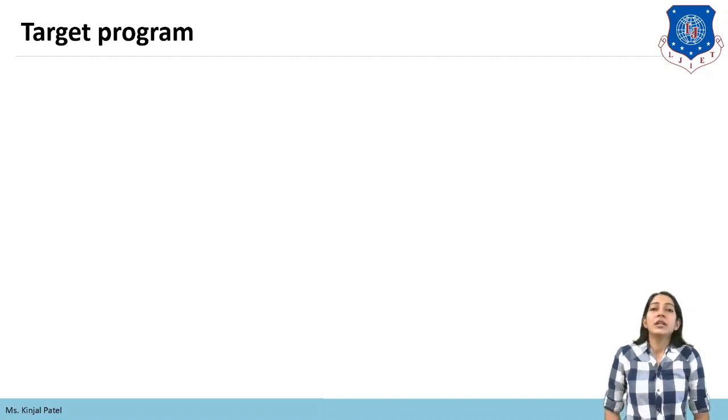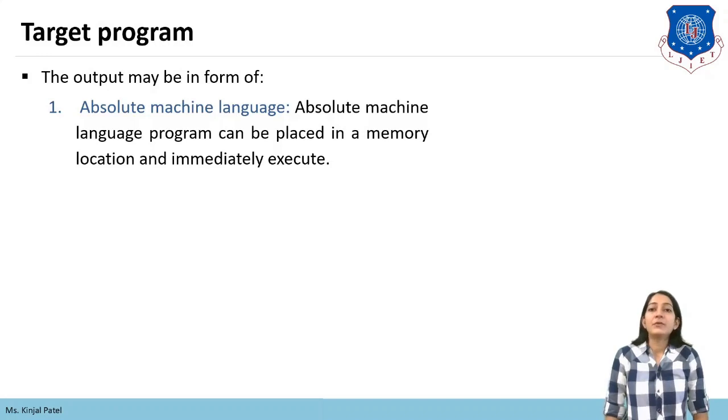Okay, now the next issue is target program. So the first issue was the input to the code generation, meaning the input which comes into the code generation phase should be error free. Now the next issue is target program, meaning the output of the code generation phase. The output may be in the form of absolute machine language. Absolute machine language can be placed in a memory location and immediately executed. Absolute machine language means the code is in the proper location and it is in a single module.